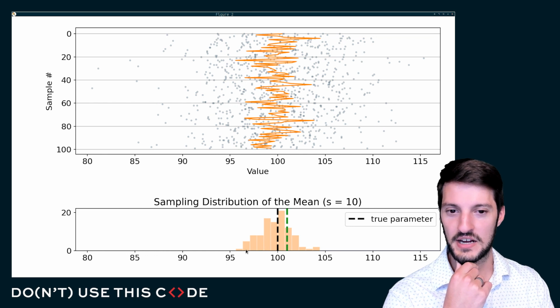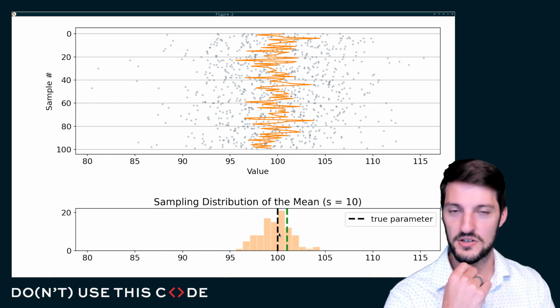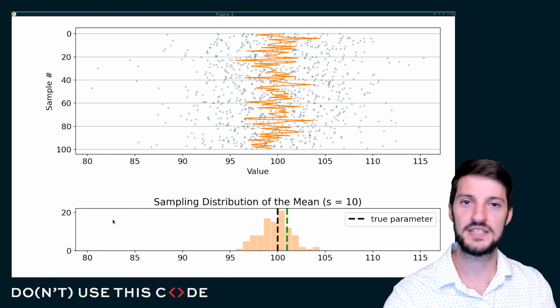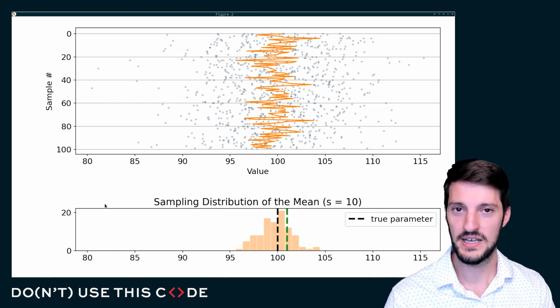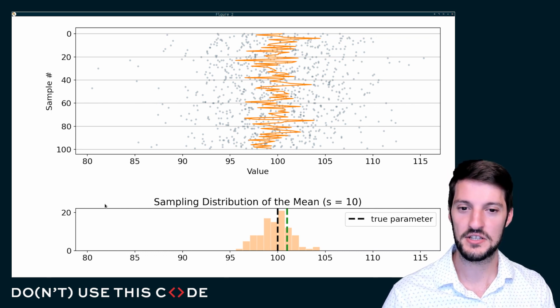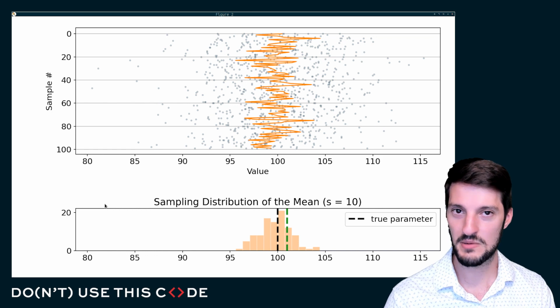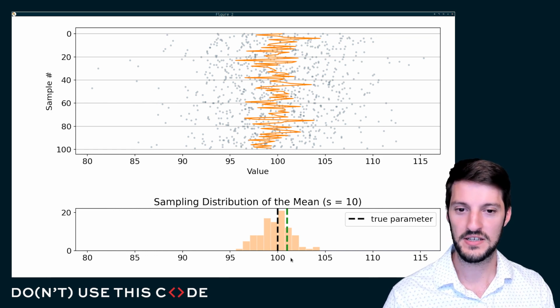I can use the area under these histogram bars. Right now we have counts, but I could normalize this into probabilities, and I can use the area under each of these bars to figure out the probability of observing a sample whose mean is 101.